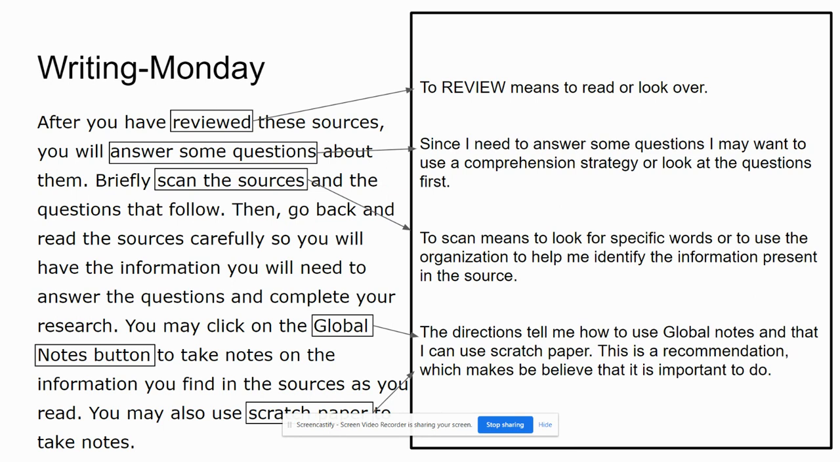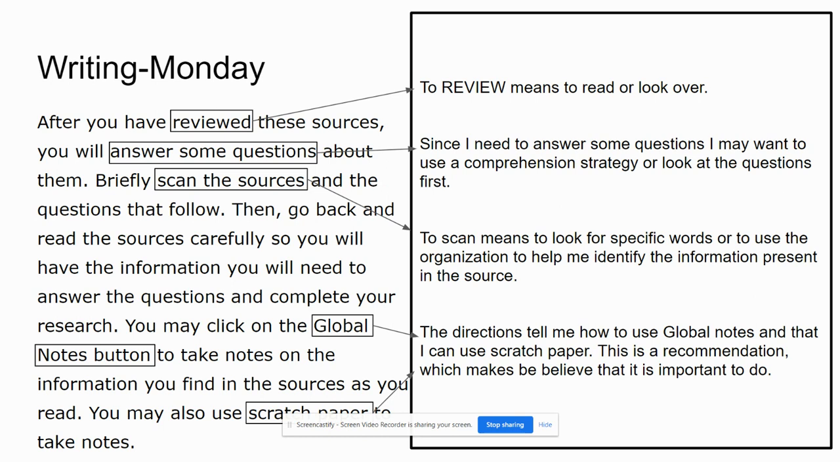So I boxed in the word reviewed. The word review means to look over something or you're looking for specific information. Look at what the topic is, the general idea of that item is. I also boxed in the words answer some questions. That sounds more like comprehension based directions. So I think I might need to use a comprehension strategy or look at the questions first.